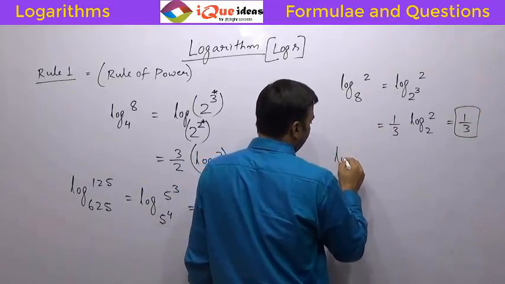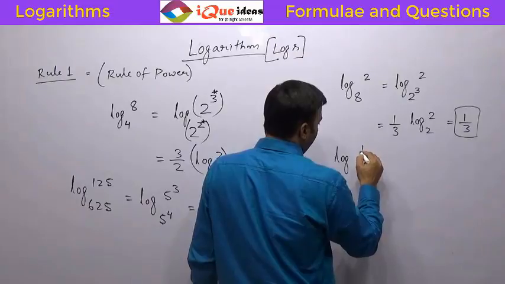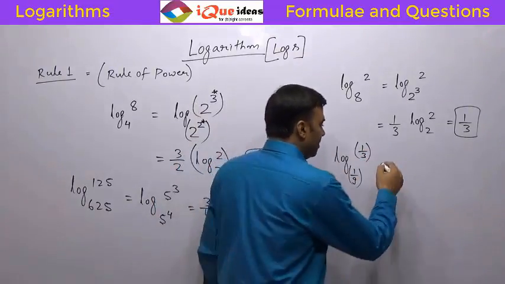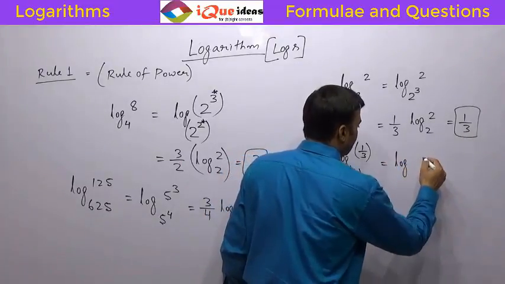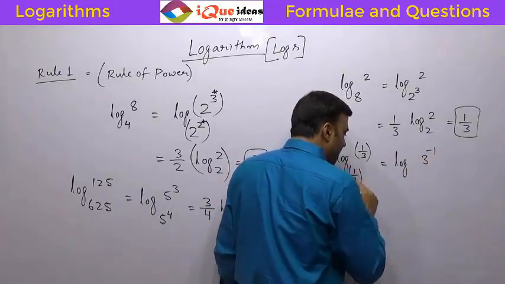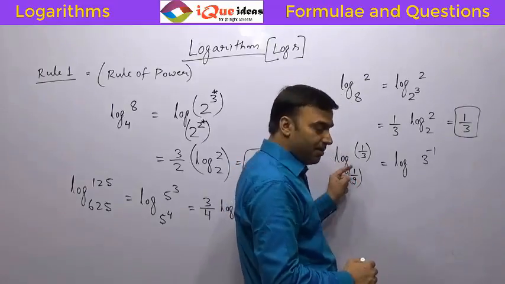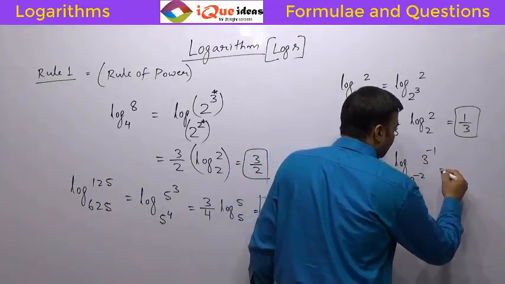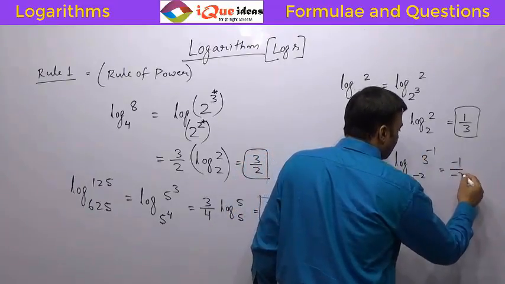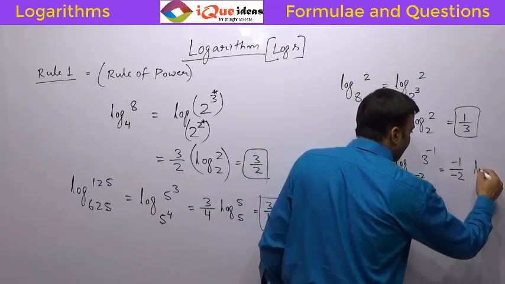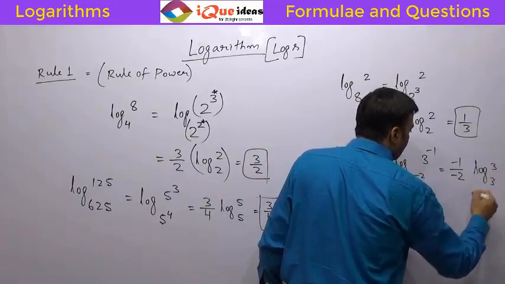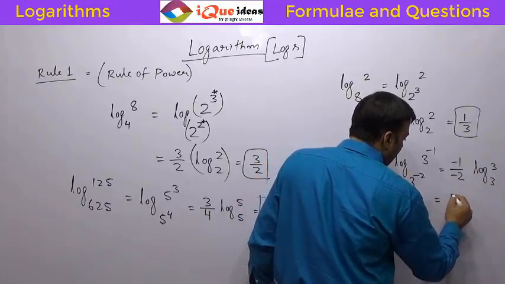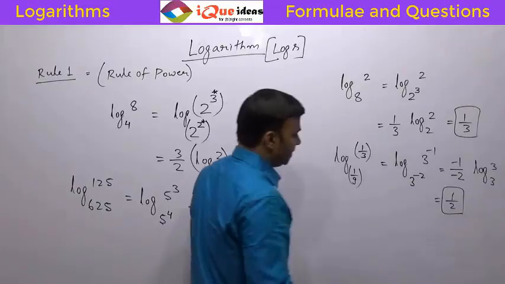Alright, let's take another one. If I have log of 1 by 3 to the base 1 by 9. Now see, 1 by 3 can be written as 3 to the power minus 1. And this 1 by 9, 9 is 3 square. So 1 by 3 square. Hence it is 3 to the power minus 2. So what will happen? This minus 1 will come out. Minus 2 will come out in denominator. And inside we have log of 3 to the base 3. Now log of 3 to the base 3 is 1. Minus and minus cancelled. So we will have 1 by 2 as the final answer.